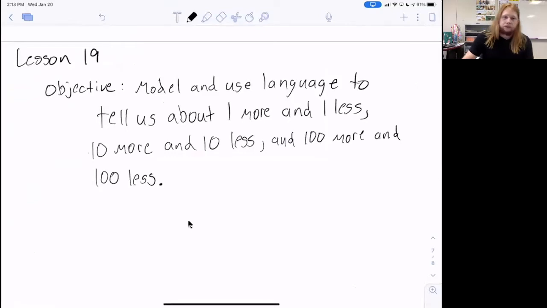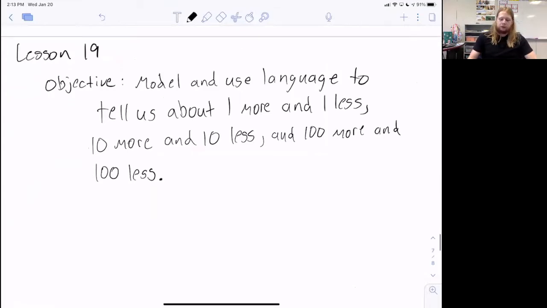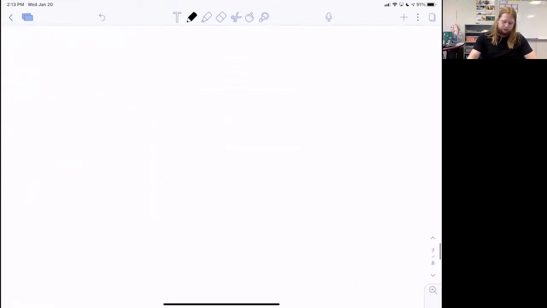All right. So for lesson 19, we're going to be working with 1 more, 1 less, 10 more and 10 less, and 100 more and 100 less. So I want to show you guys this in a couple different ways, and we're going to start with using the discs like we've been using. So I'm going to draw myself a disc chart.